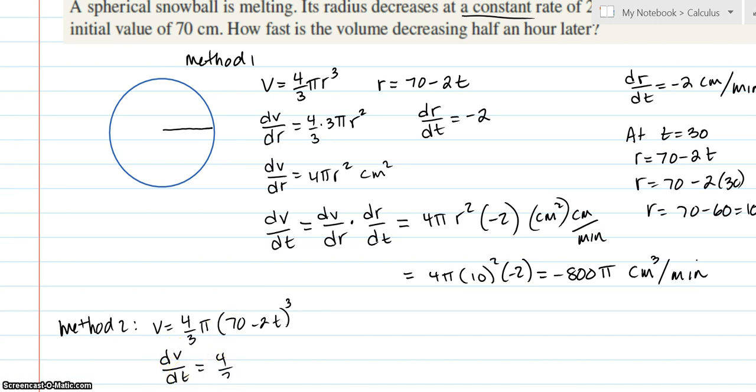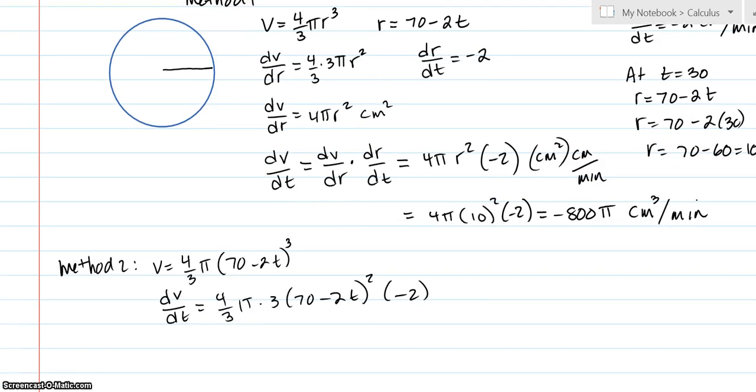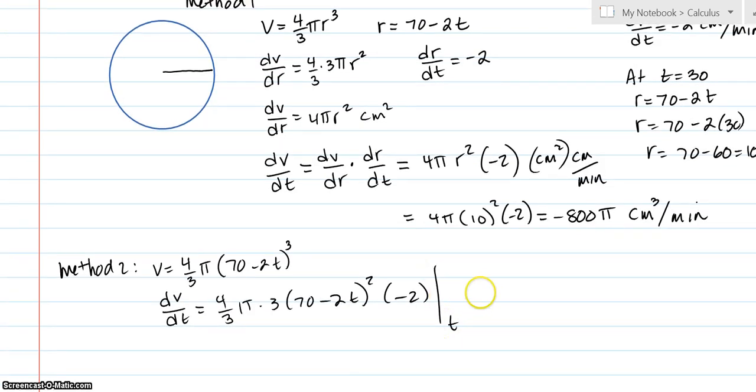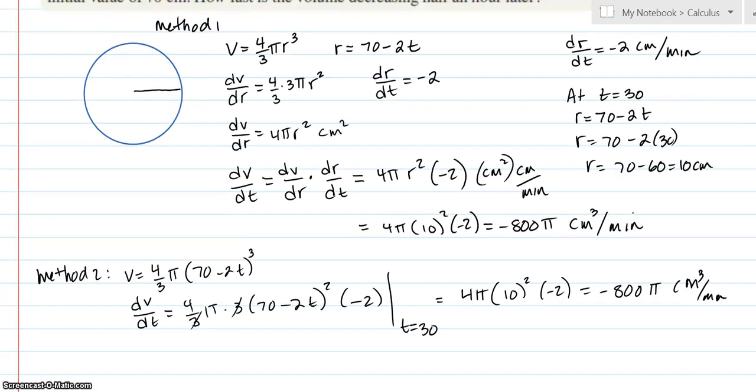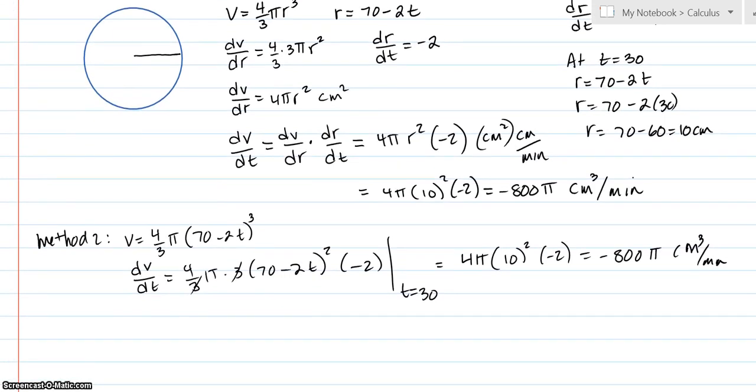We could have just taken the derivative with respect to time and would have gotten 4/3 pi times 3, 70 minus 2t squared times the derivative of the inside, which is that -2, and plugged in a half hour later, which is 30 minutes, and you would have gotten the same answer. The 3's would cancel. You plug this in here, you would get 70 minus 60, or 10 squared times -2, which is still that -800 pi. And you can clearly see this would be centimeters cubed per minute.